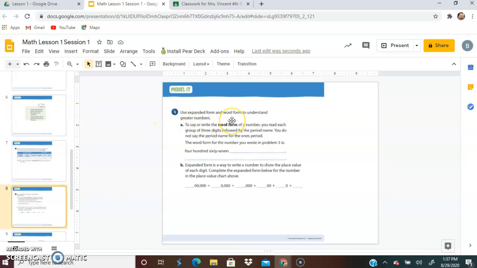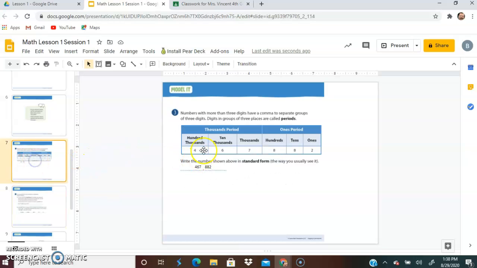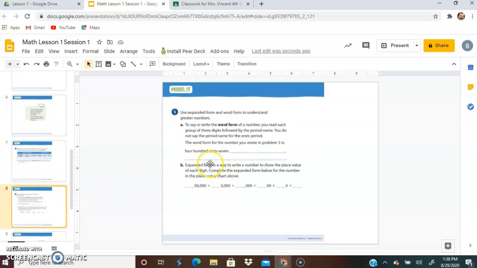Expanded form and word form are also ways that you have seen numbers before. To say or write the word form of a number, you read each group of 3 digits, followed by the period name. You do not say the period name for the ones period. So, the word form for the number you wrote in problem 3, we're going to look back for it. Okay, number 3. Let's read it together. We'll read this number. 467,882. They've already given us some of it.